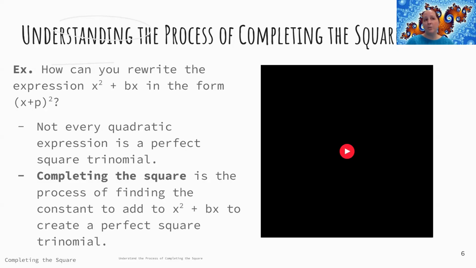So again, not every quadratic expression is a perfect square trinomial. Completing the square is the process of finding the constant to add to x squared plus bx to create a perfect square trinomial.